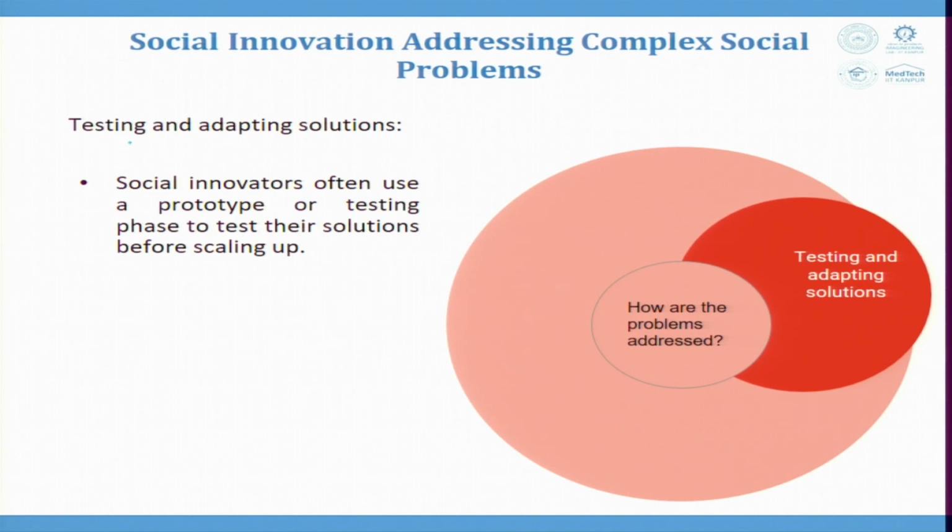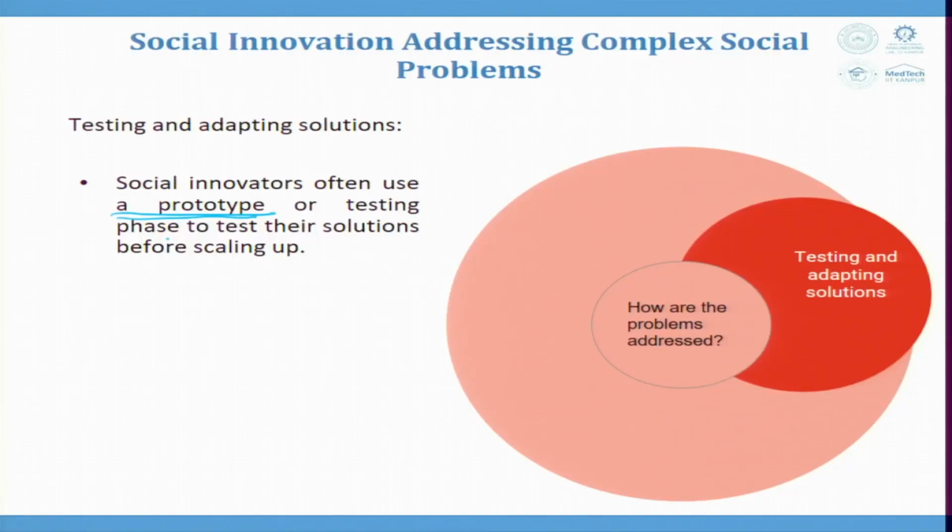The next one is going to be testing and adopting solutions. The social innovators often use a prototype. See, making a prototype is very good for physical products. Of course, digital you cannot. And what we are trying to develop today under the banner of social innovation, we are predominantly trying to develop products which are physical and which can fetch them a huge value addition to reduce their drudgery or livelihood.